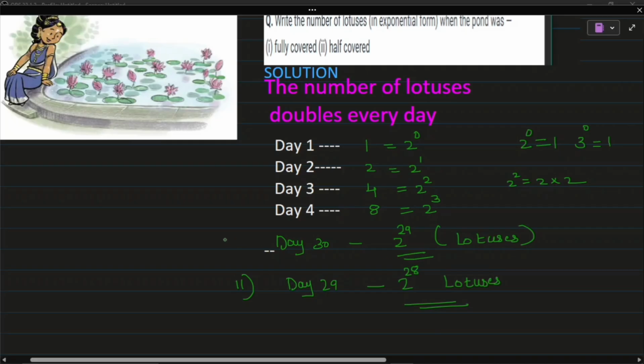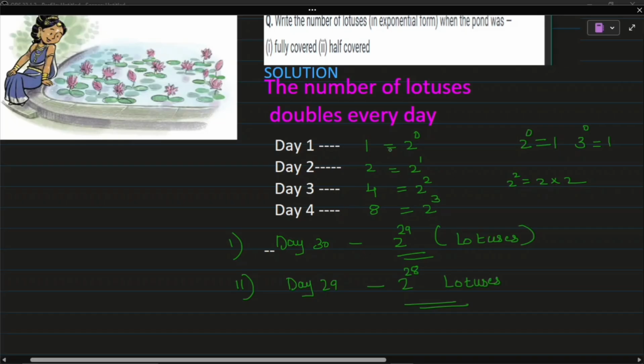When it is fully covered, then it is on the 30th day. It is given in the question that on the 30th day it is fully covered. On that day, according to this pattern, 2 raised to 29 lotuses will be there. And half covered means the previous day. It is on day 29. On that day, the number of lotuses will be 2 raised to 28, 1 less than this number. Here when it is 29, the power becomes 28. When it is 30, the power becomes 29. When it is 4, the power becomes 3.